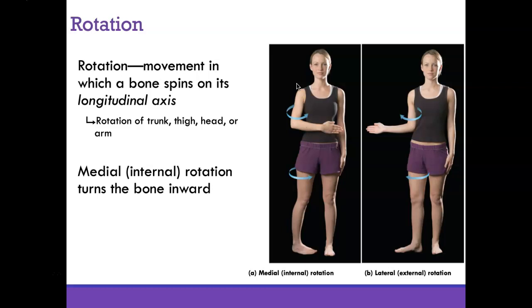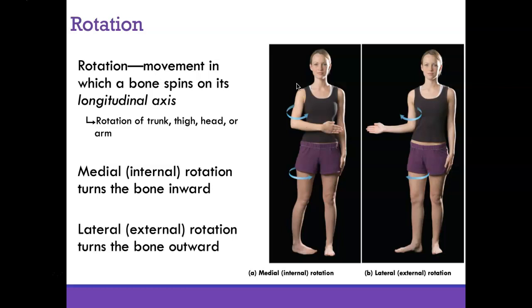And there's two types of rotation. If you move your bone inward toward the midline, that's called medial or internal rotation. Whereas if you move the bone outward, that's called lateral or external rotation. So everyone rotate your arm medially and then rotate it laterally.